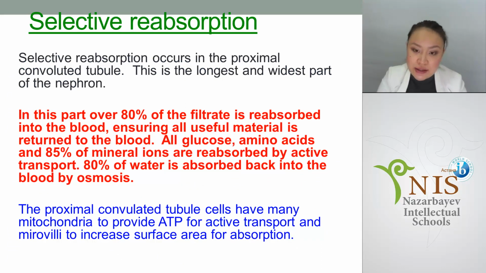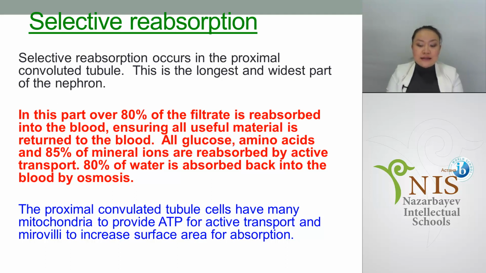Selective reabsorption happens in the proximal convoluted tubule. This is the longest and widest part of the nephron. In this part, over 80% of the filtrate is reabsorbed into the blood again. It ensures all useful material is returned to the blood. For example, glucose, amino acids, and 85% of mineral ions are reabsorbed by active transport in the proximal convoluted tubule. 80% of water is reabsorbed back into the blood by osmosis.